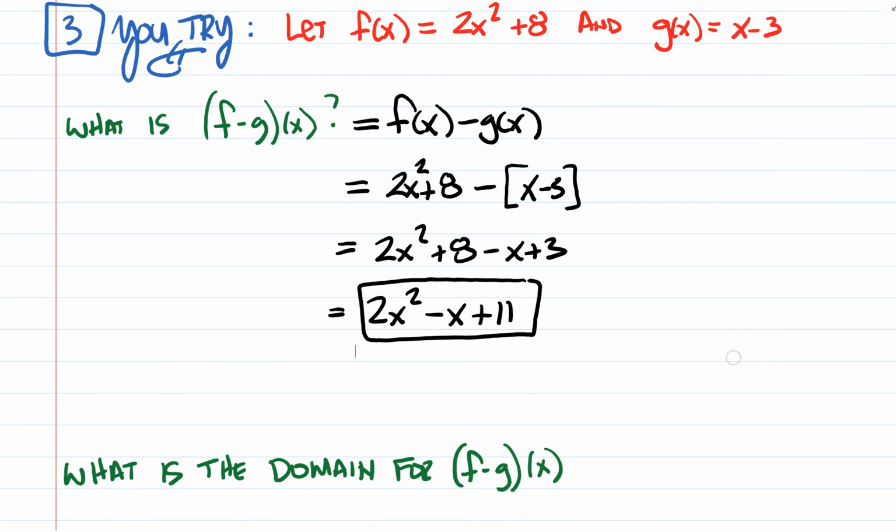Now, I want you to tell me the domain for f minus g of x. Basically, what's the domain of this expression that I have in the box? Okay, hopefully you got all real numbers because this is a quadratic. This is a parabola that opens upwards. Therefore, any real number can be plugged into it. So therefore, the domain of this function is going to be all real numbers.